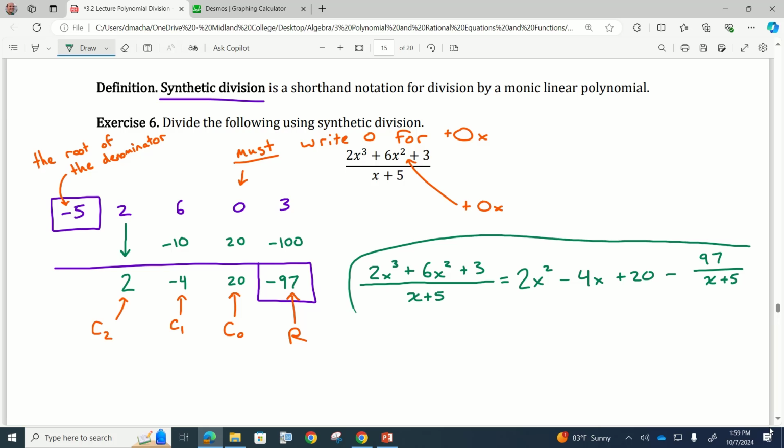And now you can see on the right the mixed form. Remember, this is just n over d equals q plus r over d.